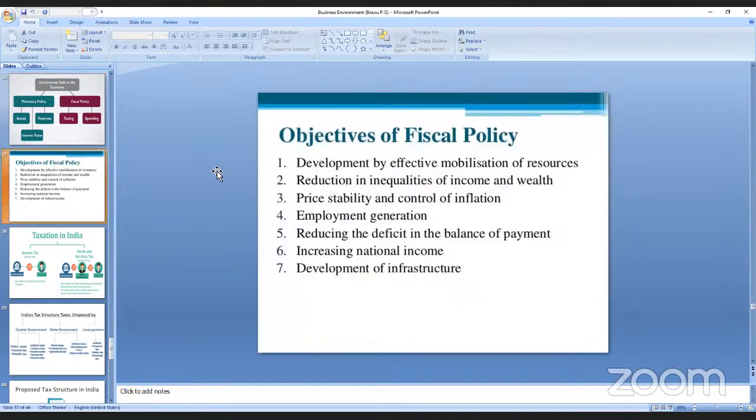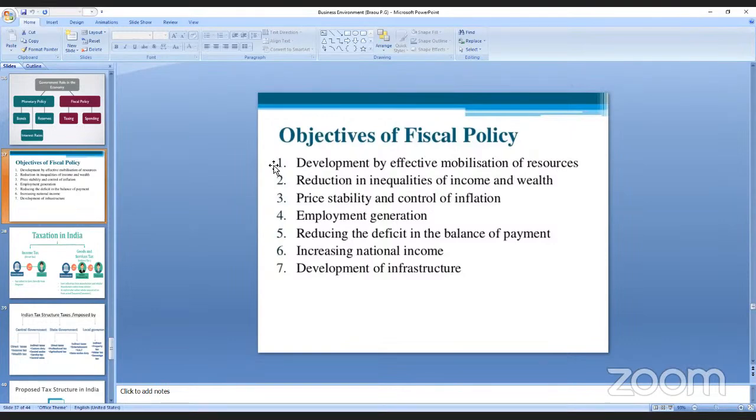Next is the objectives of fiscal policy. It is mobilization of resources, meaning effective mobilizing. Mobilizing means moving, rotation. That is the main objective of the fiscal policy. And reduction in inequalities, that is income and wealth. They want to reduce it. Then price stability and control of inflation. And next is employment generation.